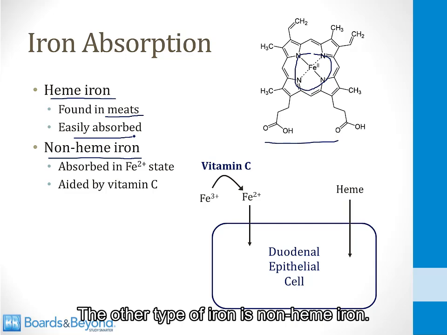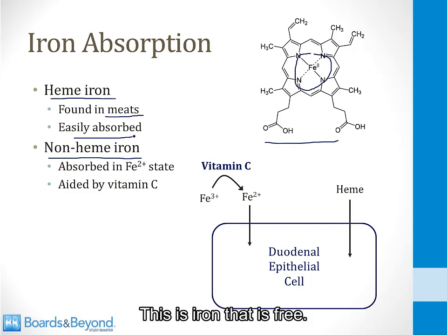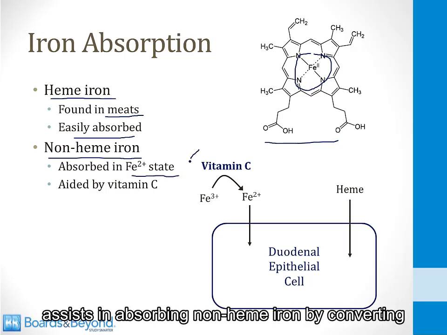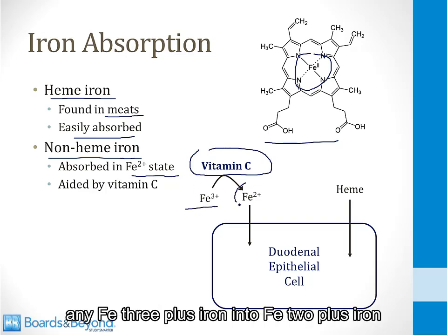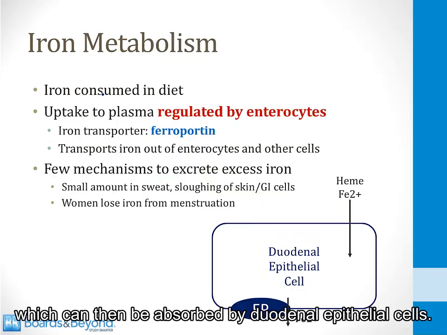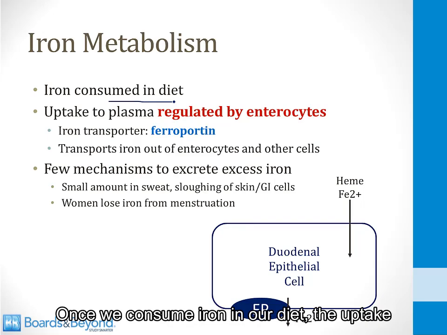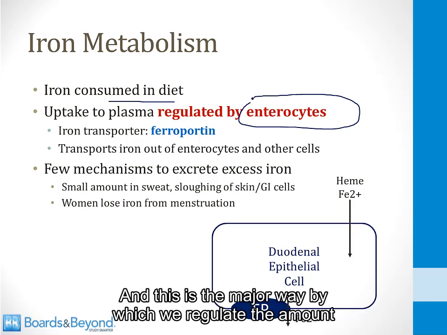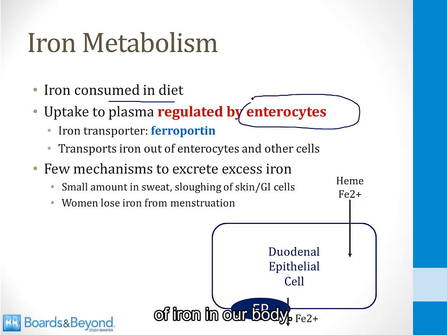The other type of iron is non-heme iron. This is iron that is free. It's best absorbed in the Fe2+ state, and vitamin C assists in absorbing non-heme iron by converting any Fe3+ iron into Fe2+ iron, which can then be absorbed by duodenal epithelial cells. Once we consume iron in our diet, the uptake into the body is regulated by enterocytes, and this is the major way by which we regulate the amount of iron in our body.